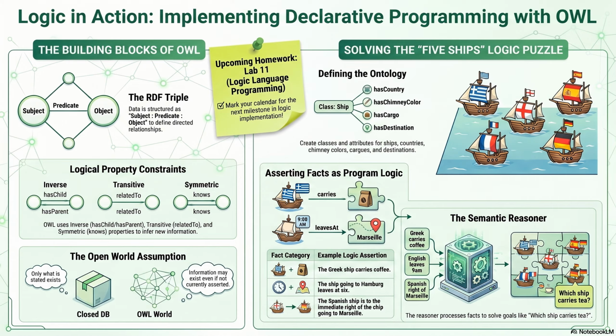Right. So we have this scenario with 5 ships docked in a port. And each ship has 5 distinct variables, right? It operates under a different country's flag, it has a different colored chimney, it carries a different cargo, it's heading to a different destination, and it departs at a different time. So that defines our parameters. We have a matrix of 25 unknown variables distributed across 5 entities. And the puzzle gives you exactly 15 disparate facts.